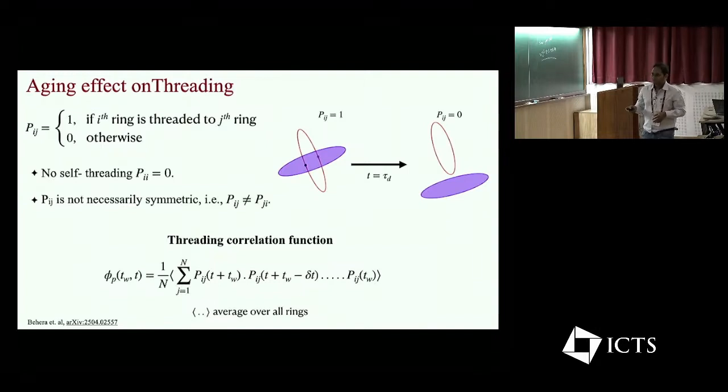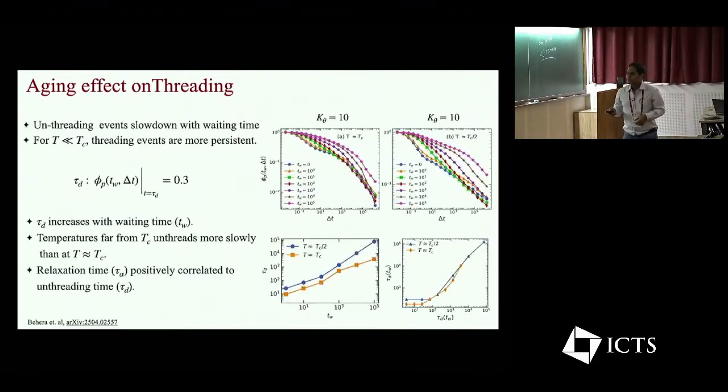By taking this matrix, we define the threading correlation function. It is a product of all these P matrices from 0 up to time t. This quantifies the unthreading events: this function calculates the time it takes for two threaded polymers to unthread for the first time. And here is the result.